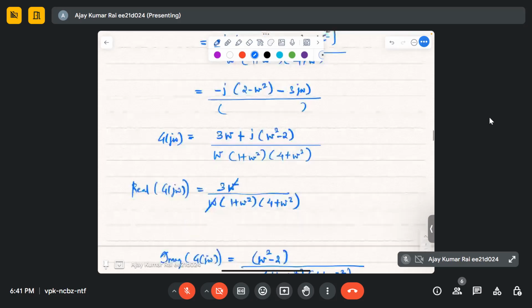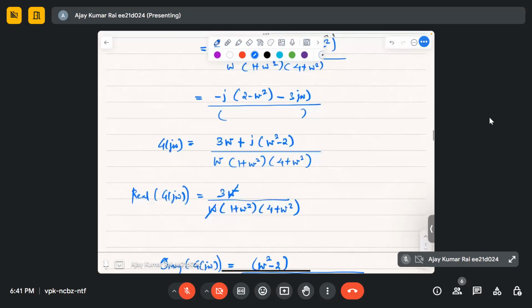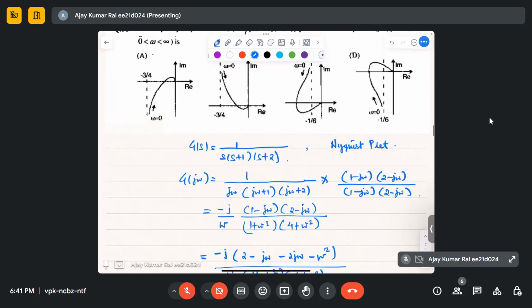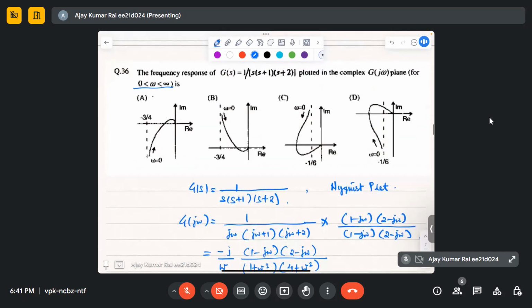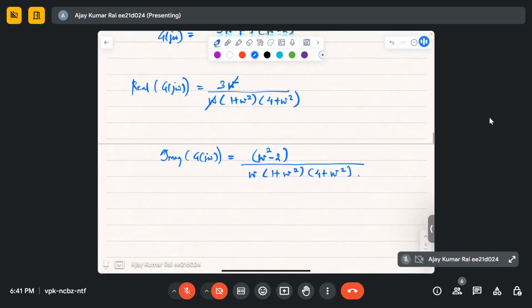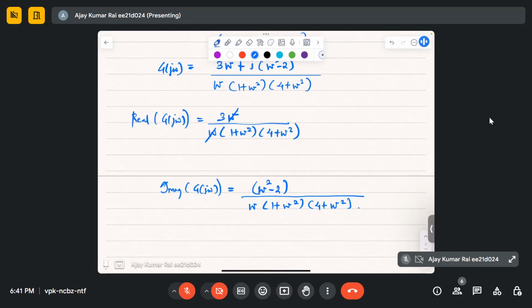Okay, so what you want to do is first, because we want to plot from 0 to infinity, right? Okay, for the positive frequencies. So if you see for the positive frequencies, the real part is always positive, right? Omega square, so this is always positive, right? Real part is always positive, okay, for omega varying from 0 to infinity.